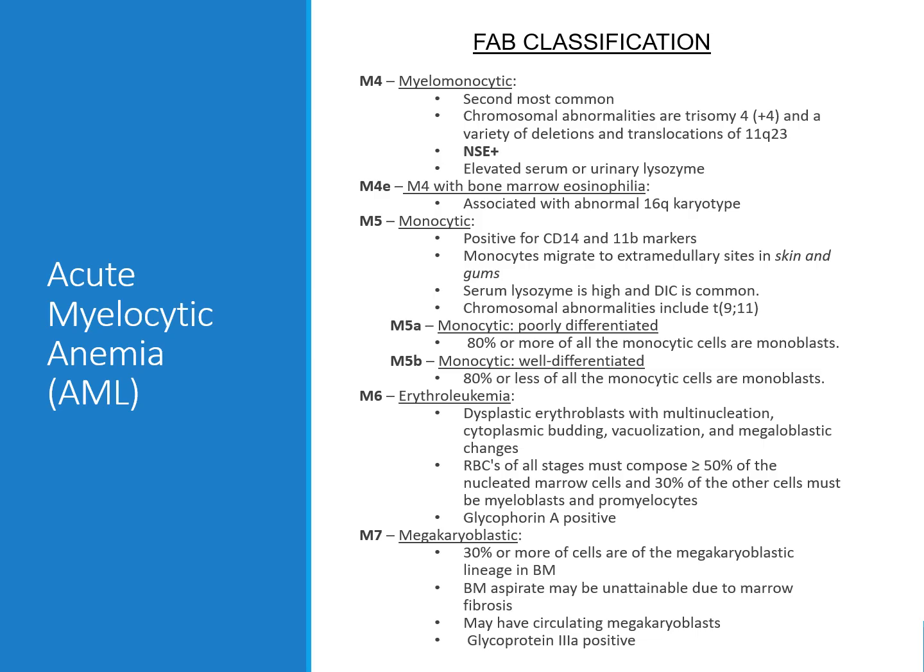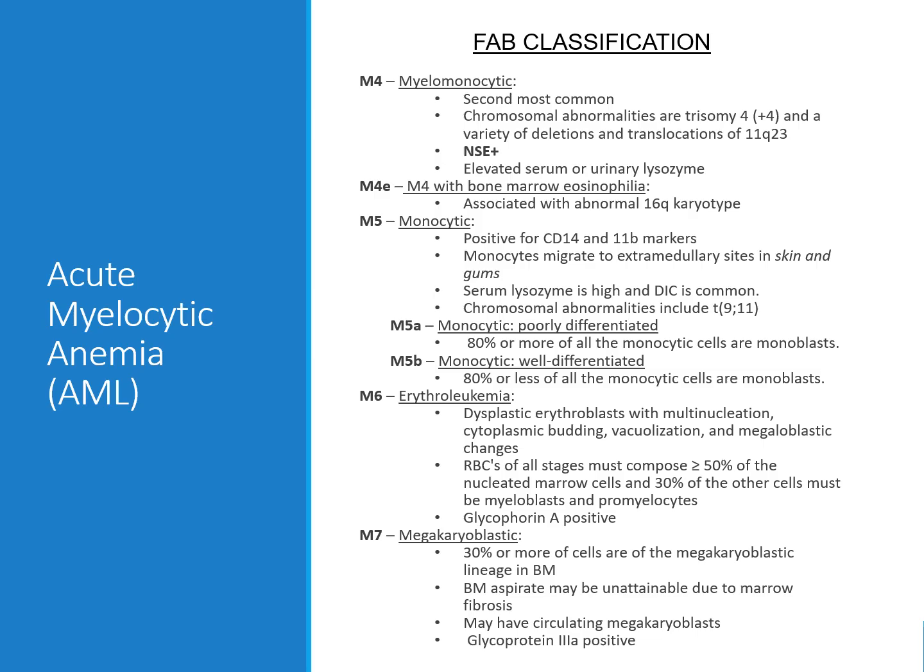So that's one of the ways of confirming that these are of the red blood cell line or the erythrocyte line. And then M7 is going to be our megakaryoblastic. We're going to see 30% or more of cells are of the megakaryoblastic lineage in the bone marrow. And remember, these are in the bone marrow. Bone marrow aspirate may be unattainable due to marrow fibrosis.